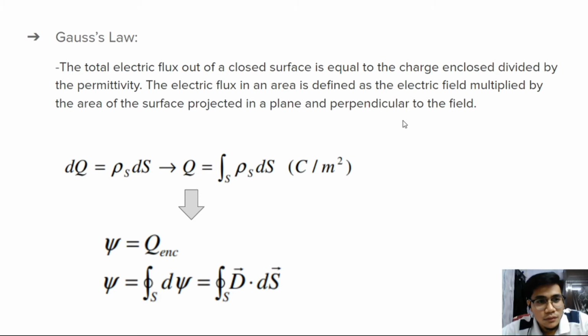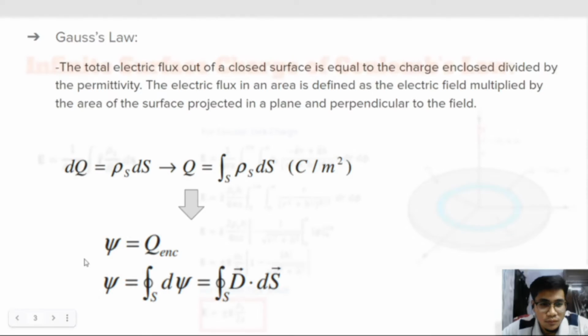Okay. Next, we go to the Gauss law definition. The definition of Gauss law is that the total electric flux out of a closed surface is equal to the charge enclosed divided by the permittivity. The electric flux in an area is defined as the electric field multiplied by the area of the surface projected in the plane and perpendicular to the field. So, we can see this is the formula of surface charge, and it expands to the Gauss law surface charge.